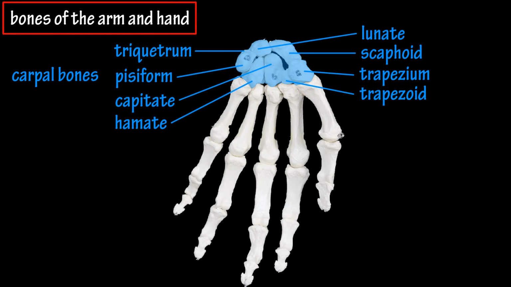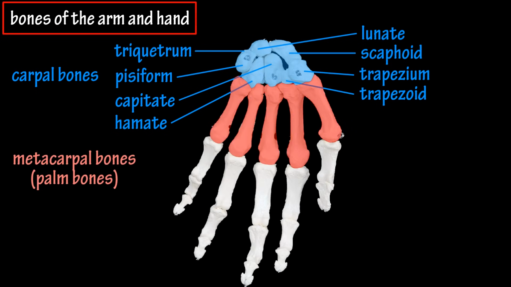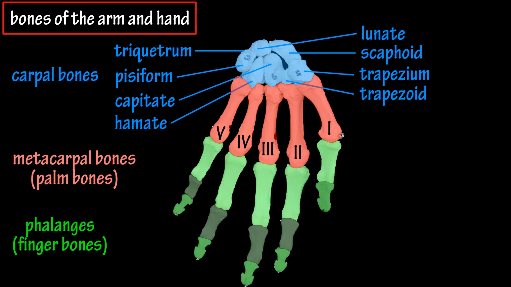The distal carpals articulate with the bones of the palm called the metacarpals. There are a total of 5 metacarpals, which are denoted by Roman numerals 1 through 5, with 1 located at the base of the thumb and 5 at the base of the little finger. The bones of the fingers are called phalanges, and the thumb consists of 2 phalanges, with the 2nd through 5th fingers having 3 phalanges each.